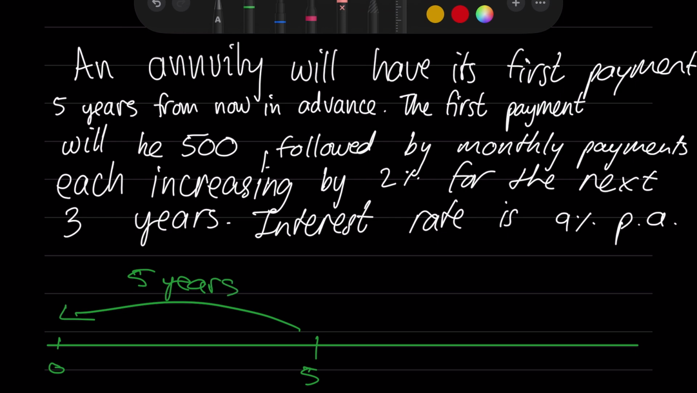So let's act as if this is our time 0. We'll just work from here and then present value it to time 0. And they're saying it's in advance, so as soon as we get there, we're getting a 500. So let's put a 500, followed by monthly payments increasing 2% for the next 3 years.